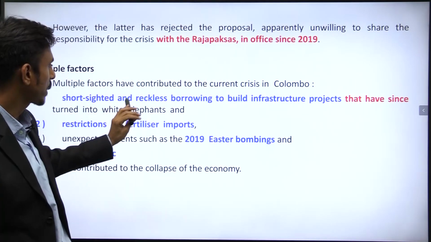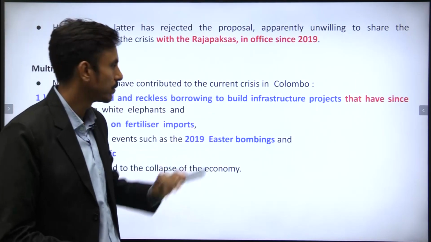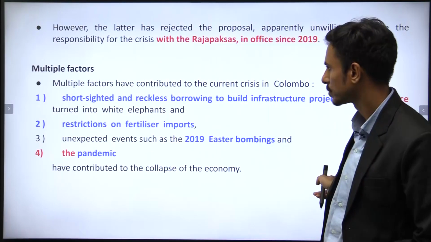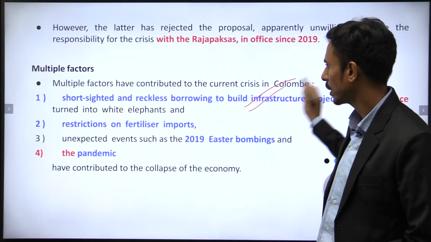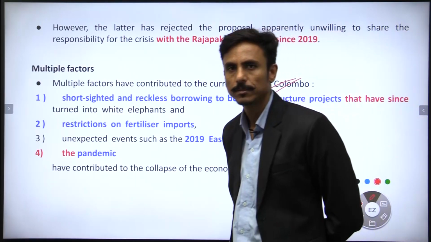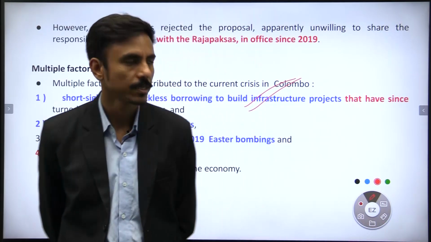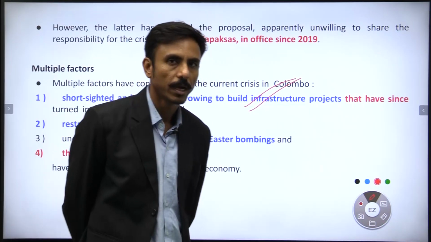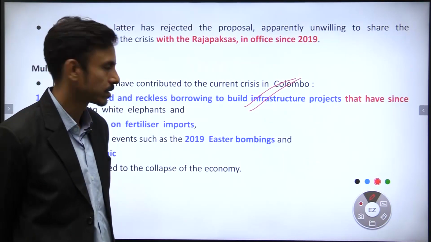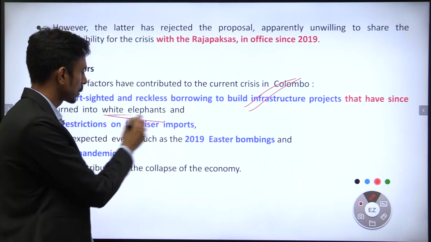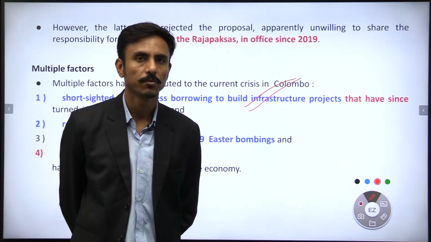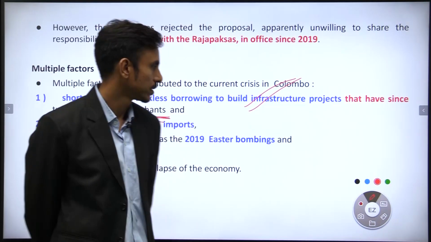First is the short-sighted and reckless borrowing by Sri Lanka to build infrastructure projects. So Sri Lanka has borrowed a huge amount of money for financing its infrastructure projects, and these projects have turned into white elephants. White elephants means something which is not working well, and in fact has become a burden or liability on the government.